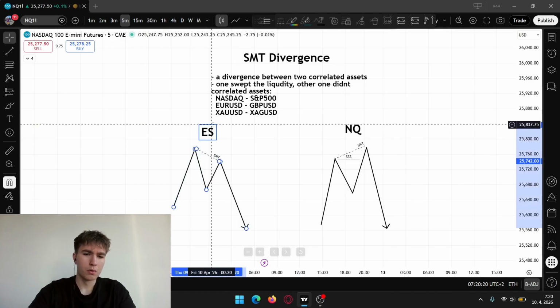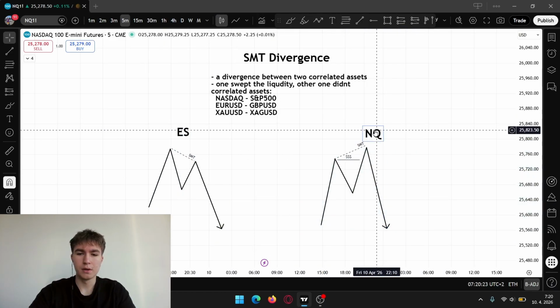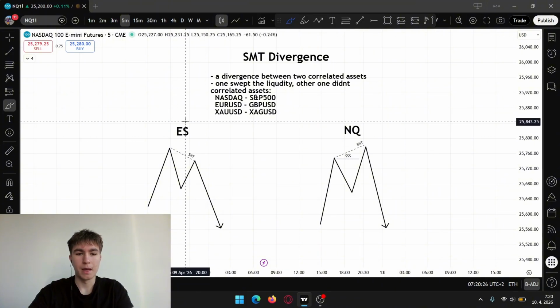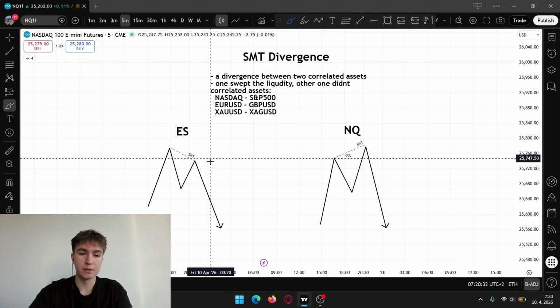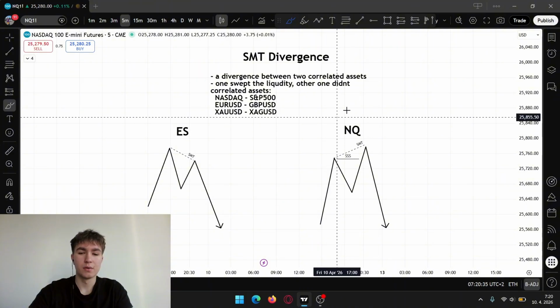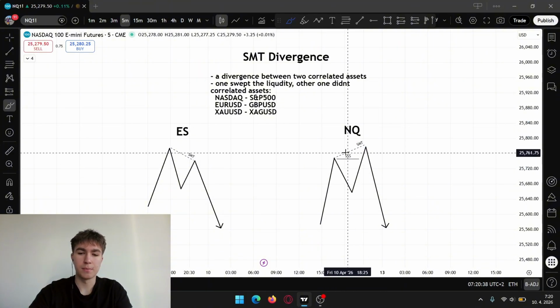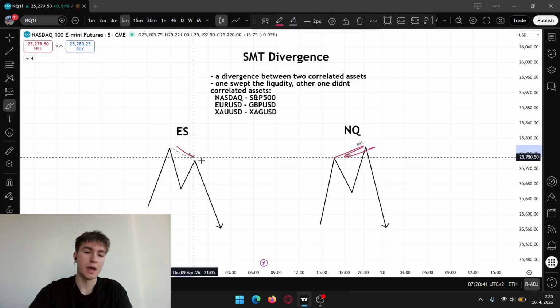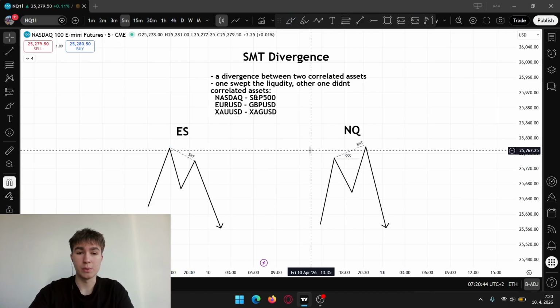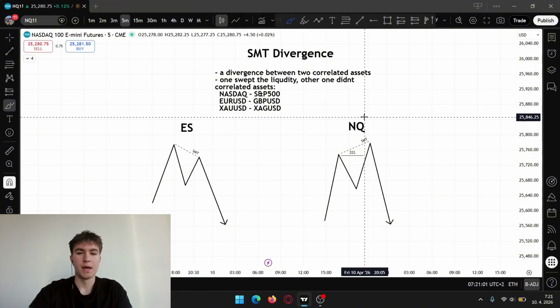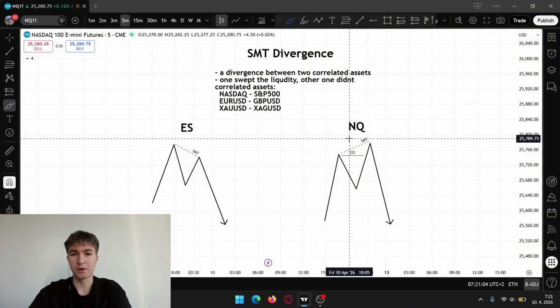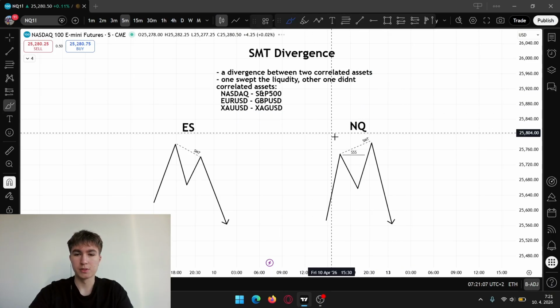What do we look for? We look for this in areas of liquidity when the liquidity is about to get swept. And one of the assets, usually the stronger asset, does not sweep the buy side liquidity in this example, and the weaker asset, which is NASDAQ in this example, sweeps the buy side liquidity and forms the divergence at the highs of that sweep. S&P or ES is the stronger asset just because we have 500 companies and it is really telling you how the economy is doing in terms of the US, and NASDAQ has only 100 firms in that basket. So it's a weaker asset.